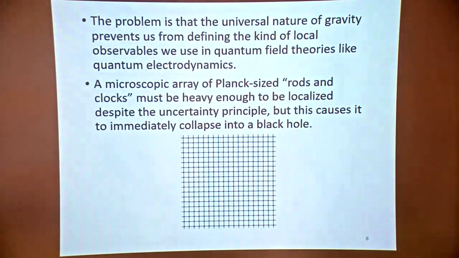And if we try to do it in a way that the lattice spacing is Planck-sized, to be able to define distance to very good accuracy, then this array must be very, very heavy to be localized because of the uncertainty principle. This immediately creates a black hole, and we lose control of the description.